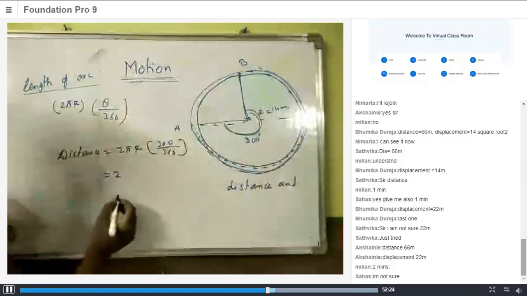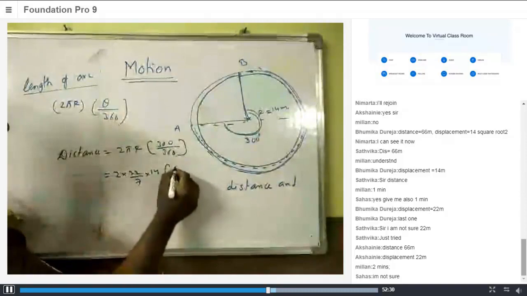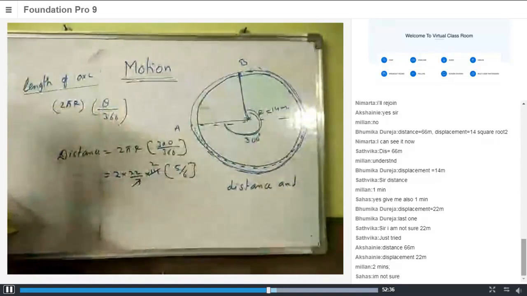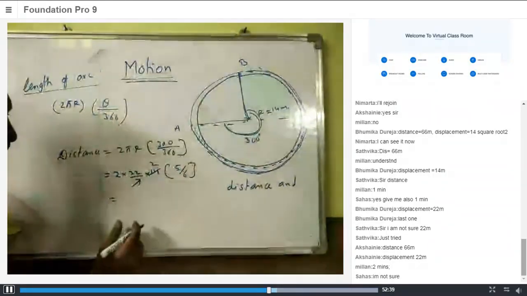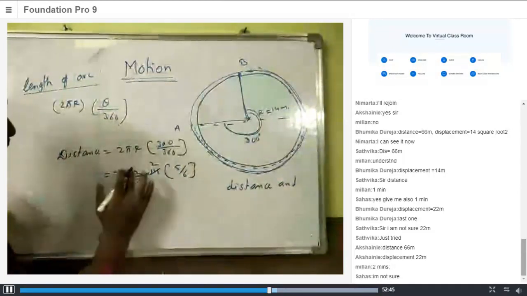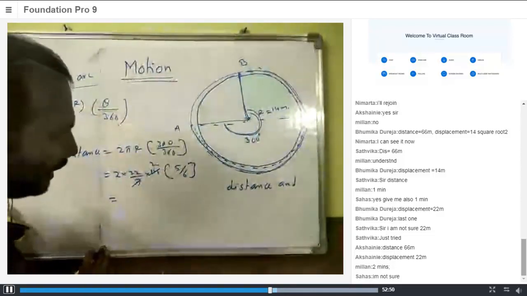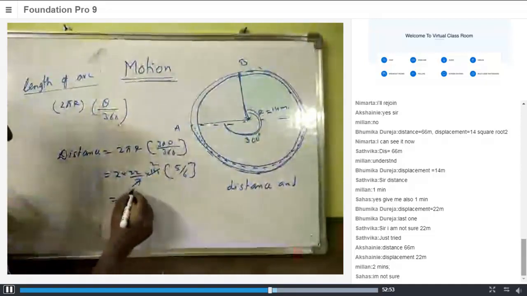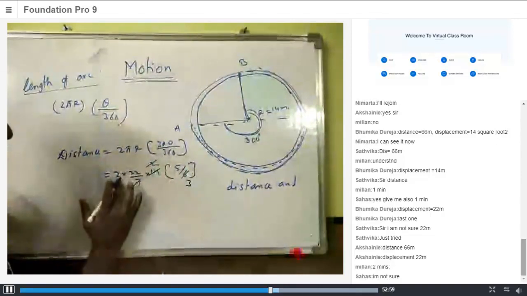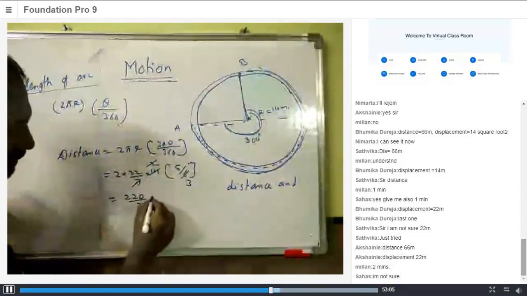So I can write 2 into 22 by 7. R is 14. 300 by 360 can be written as 5 by 6. So 7 ones, 7 twos. We're getting a fraction; we'll keep it as a fraction. 22 into 2 is 44. 44 into 2 is 88. 88 into 5 is 440, right? So I can get rid of 1, 2. 2 ones, 2 threes. So 22 into 2 is 44. 44 into 5 is 220. So 220 by 3 meters.